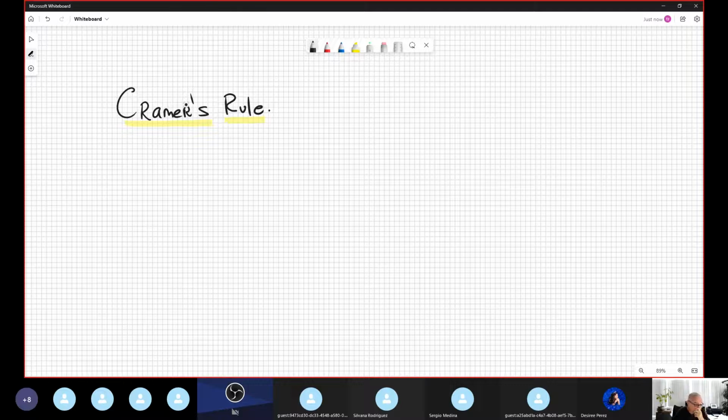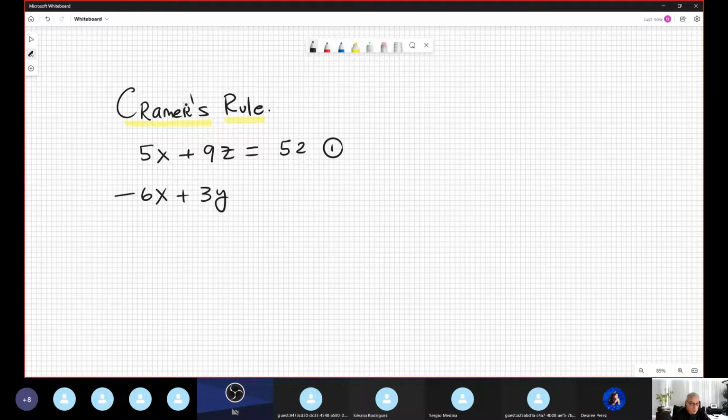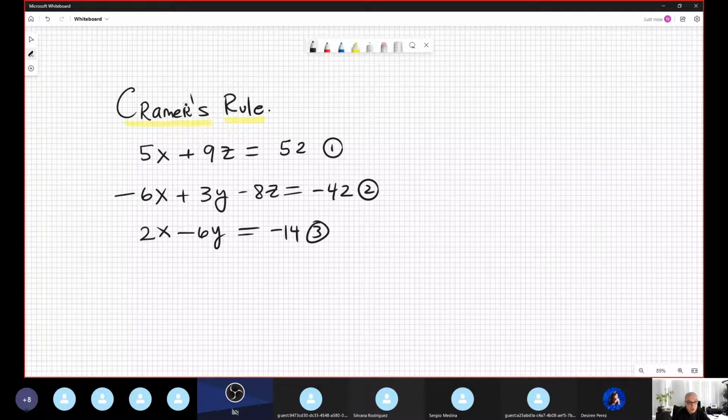One example is, suppose you have the system like that: 5x plus 9z equals 52, equation 1. Minus 6x plus 3y minus 8z equals negative 42, equation 2. And 2x minus 6y equals negative 40, equation 3. 3 equations, 3 unknowns.